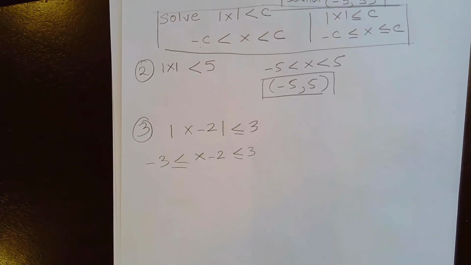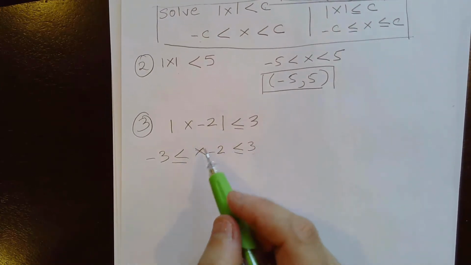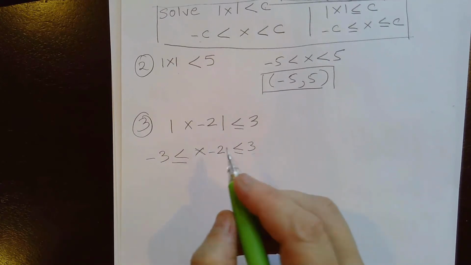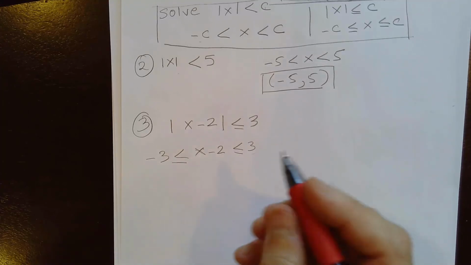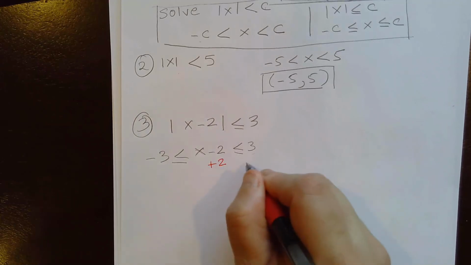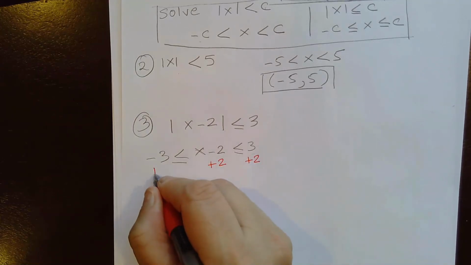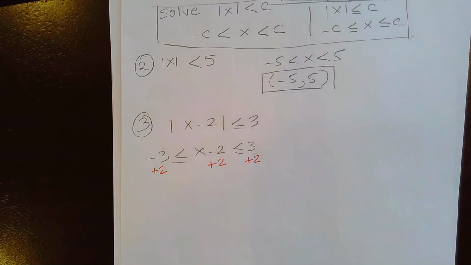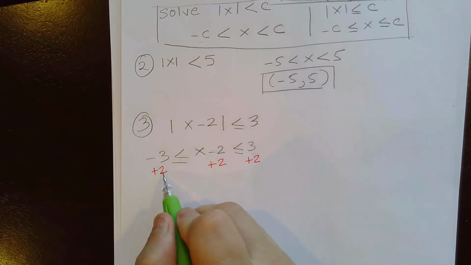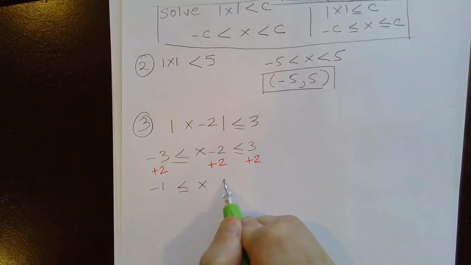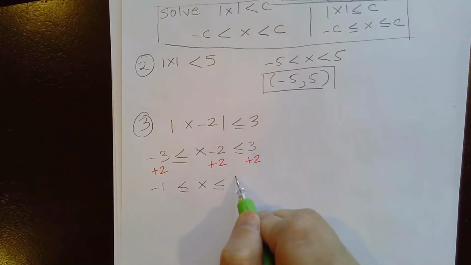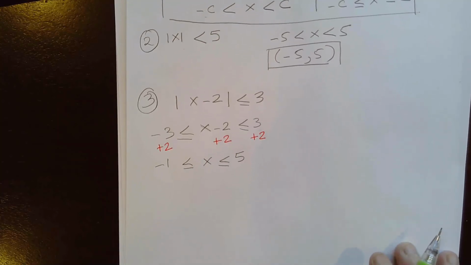Now we're solving for the variable x, so we need to isolate x in the middle here. So we need to add 2 on all sides. We no longer have 2 sides of the inequality, we have 3 sides. We have to add 2 on all 3 sides. -3 plus 2 is -1, less than or equal to x, less than or equal to 3 plus 2, which is 5. So this is the solution.